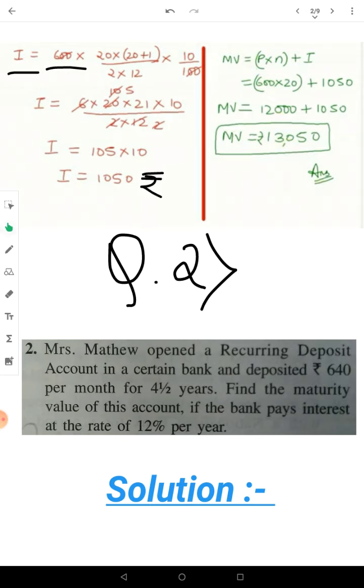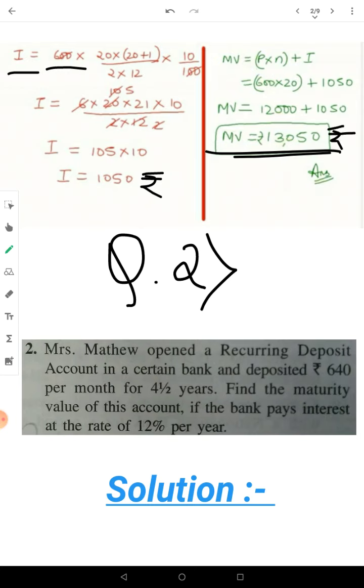Now maturity value is equal to P into N plus I, that is interest. So that will be 600 into 20. 600 is the principal. N means time. Time is 20 months. Interest we have found now, that is 1050. So just write it here: 600 into 20 plus 1050. 600 into 20 is 12,000. Just take this 1050 down. So maturity value will be 12,000 plus 1050, that is 13,050 rupees. Just write rupees.